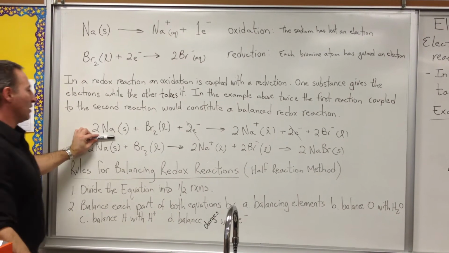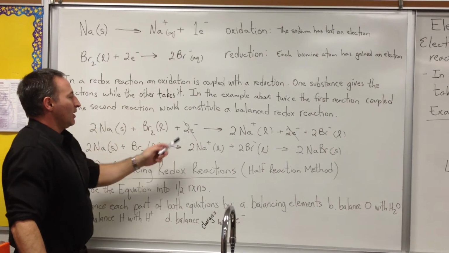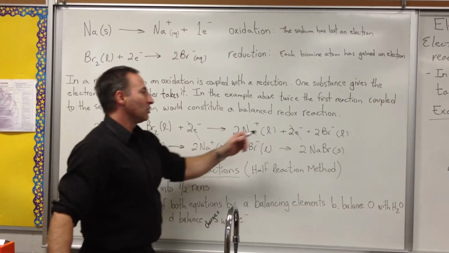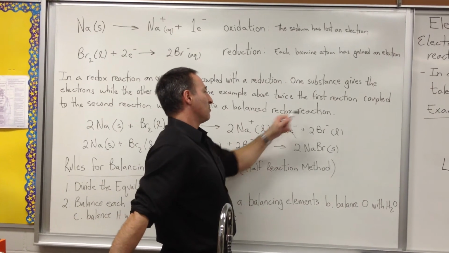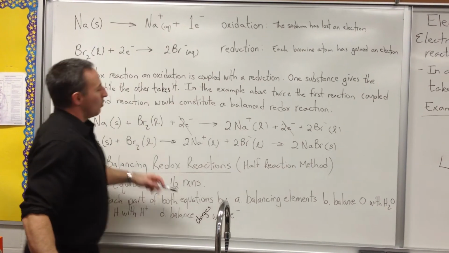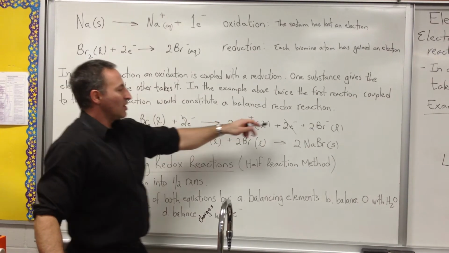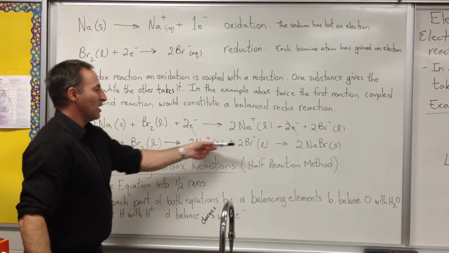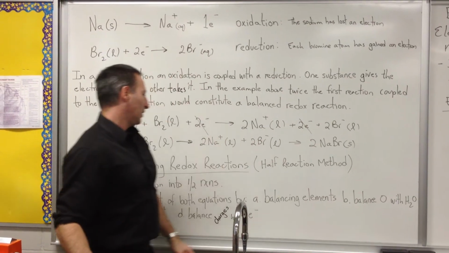We see the sodium metal reacting with bromine liquid. 2 electrons are appearing because the sodium is giving them up, and 2 electrons are appearing on this side because the bromine is accepting them. Once we balance the equation, the electrons that appear on both sides are cancelled, and the net equation is that sodium combines with bromine to give you sodium bromide.